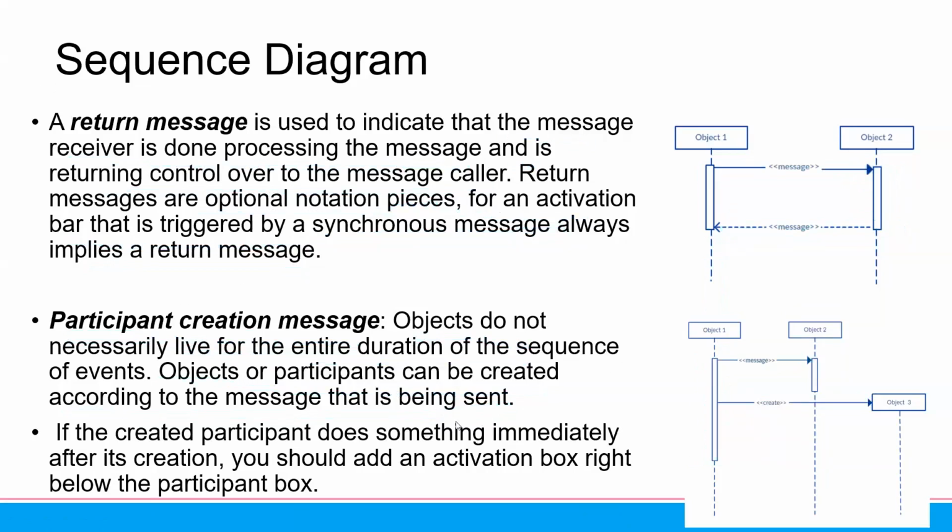If the created participant does something immediately after its creation, then you should add an activation box right below the participant box. So for example, if there is a message here to the object tree, then if you ask the object tree to do something immediately, there will be another box to represent the time to execute this message.